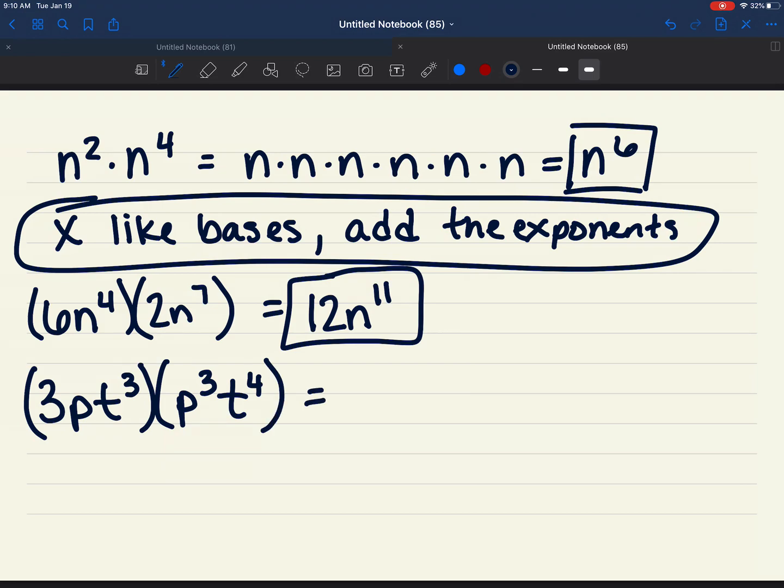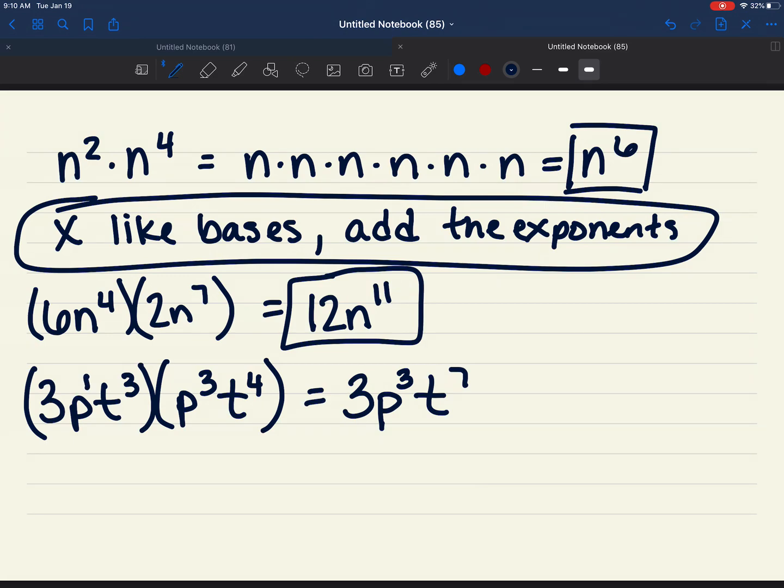Somebody else want to try this one? 3pt cubed times p cubed t to the 4th. Someone besides Nate? Reno? 3p cubed times 3t to the 7th. Does everyone agree? Yeah. Does anyone not agree? Someone should not agree. Can anyone explain to me why?